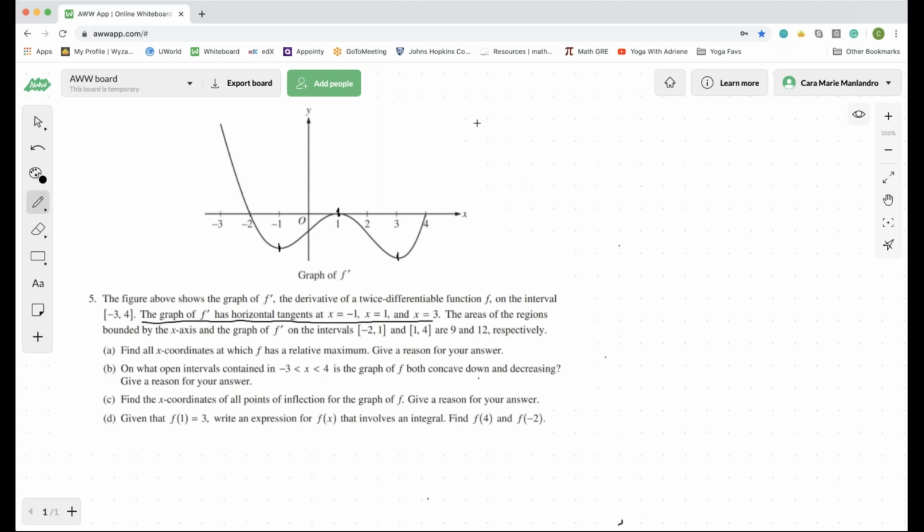Okay. So find the x-coordinates of all points of inflection of the graph of f. I will give you guys a second. I'll give you a head start. All right, I want you guys to try to solve it.